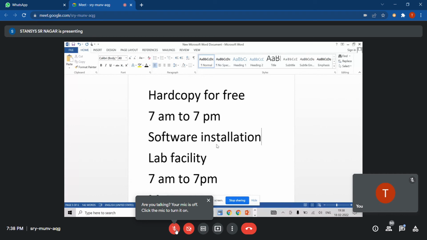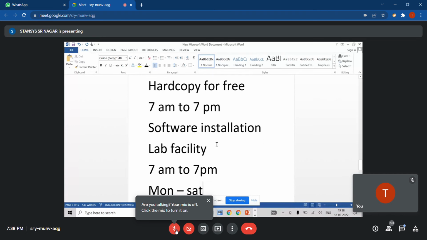No, I am asking what the lab facility is. Lab facility means if anybody wants to come here, within your office timings or beyond your office timings, you can just come to the office and practice here if you want. A lab assistant is available here.